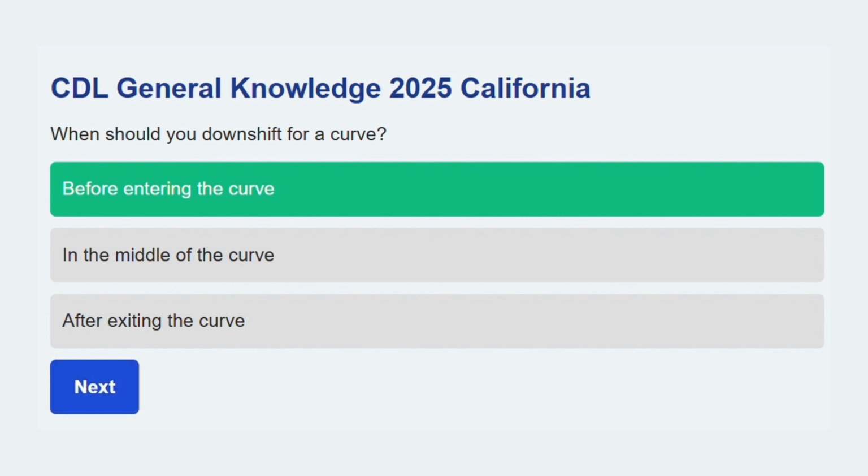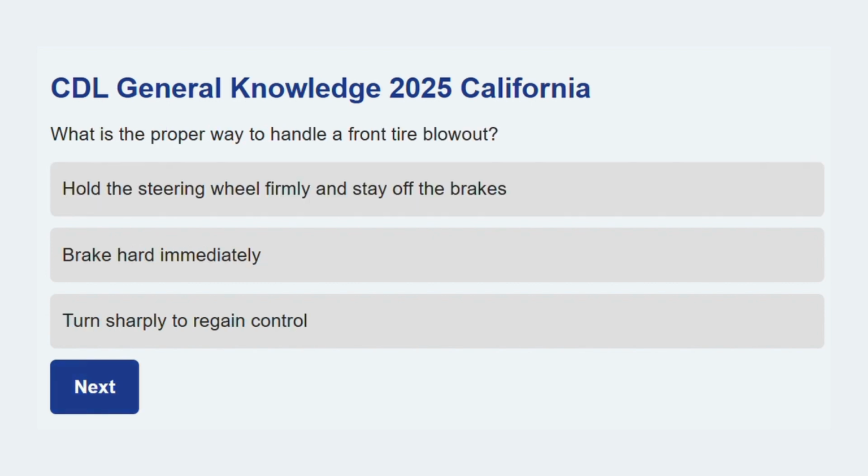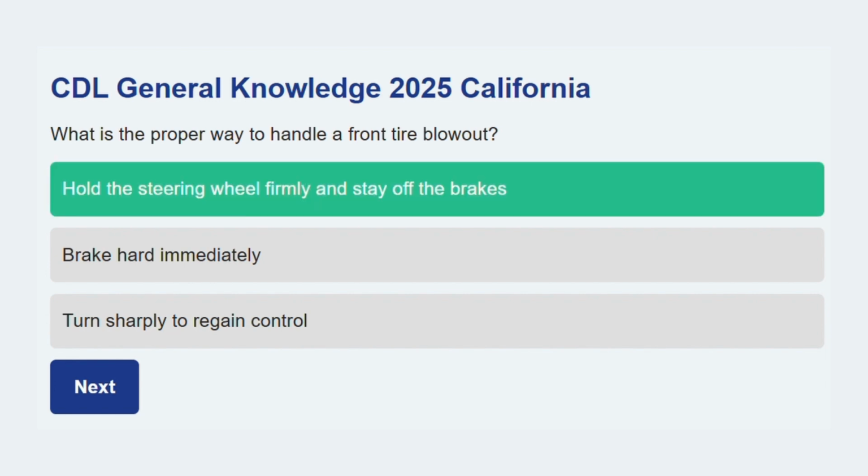Here's one. What is the proper way to handle a front tire blowout? Hold the steering wheel firmly and stay off the brakes. This helps you keep the vehicle stable until you can slow safely.